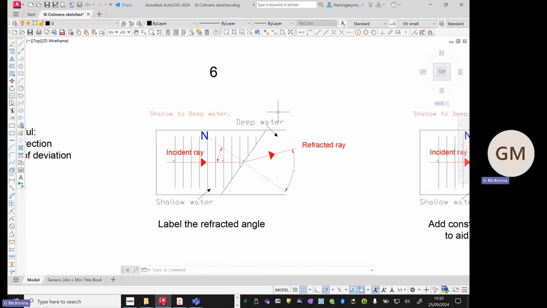Number six, quite similar to the previous stage, just label please the refracted angle. So just from the refracted ray back to the normal here, go ahead.